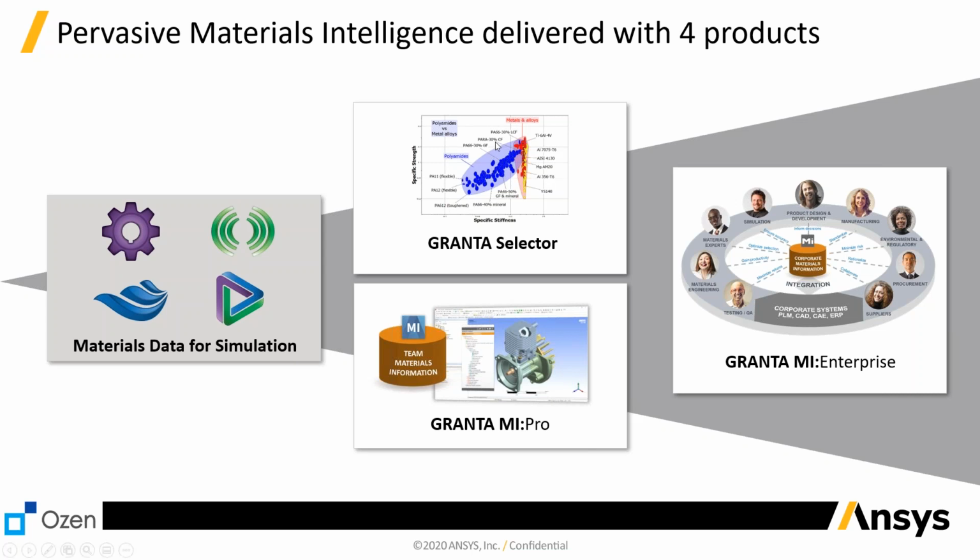You can go and compare. You can compare by property, by price, by availability. All of this you can do in Granta Selector.